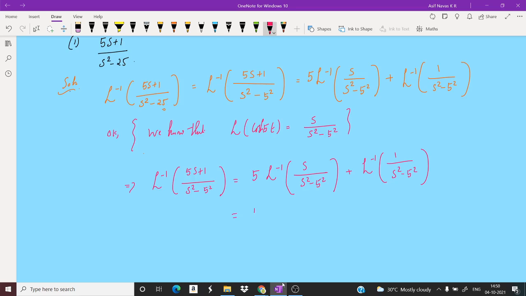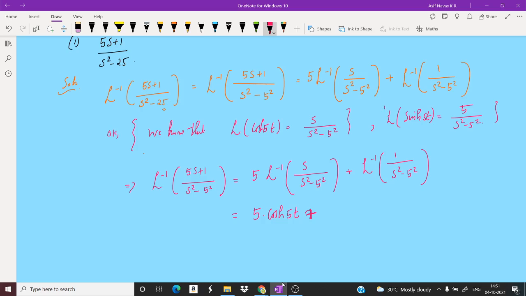Now this is 5 into cos h5t plus, now here L of sin h5t is equal to 5 divided by s square minus 5 square.